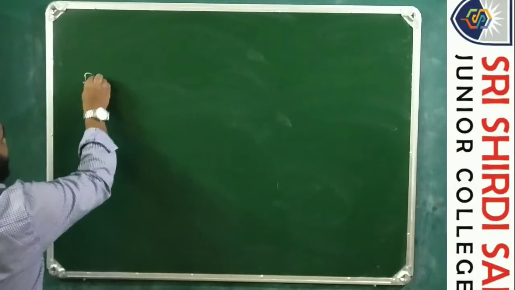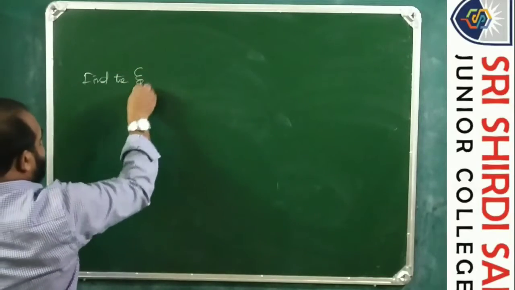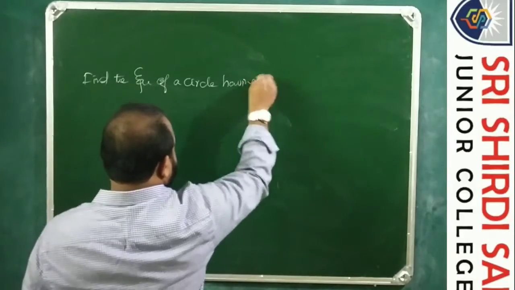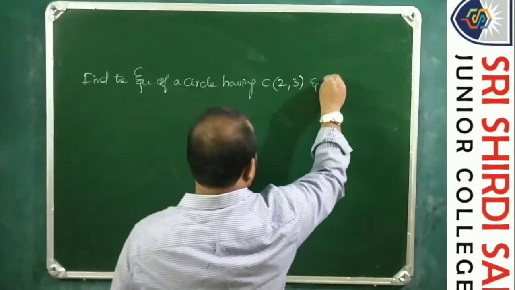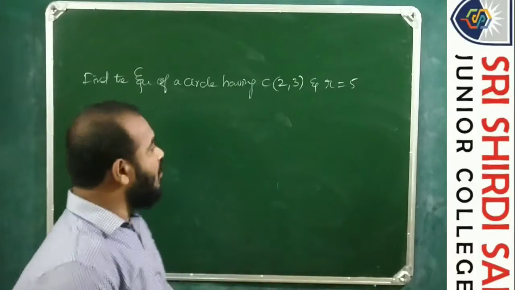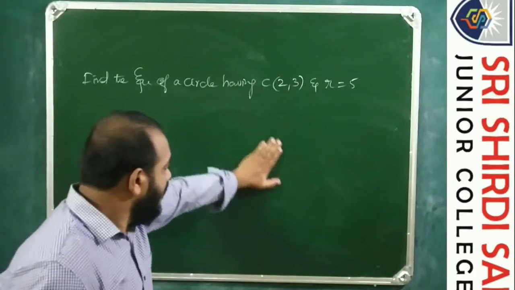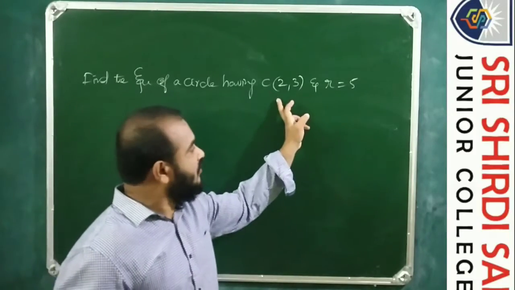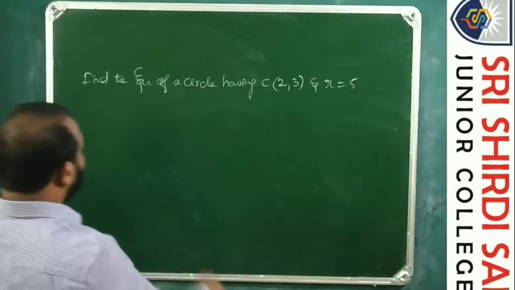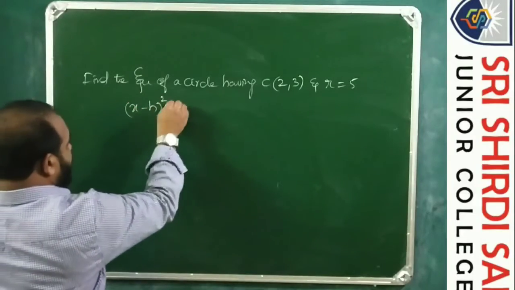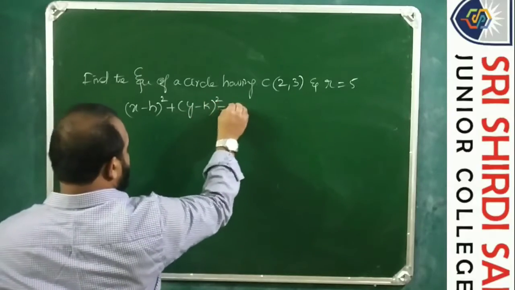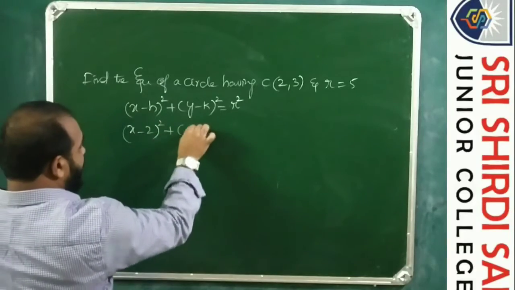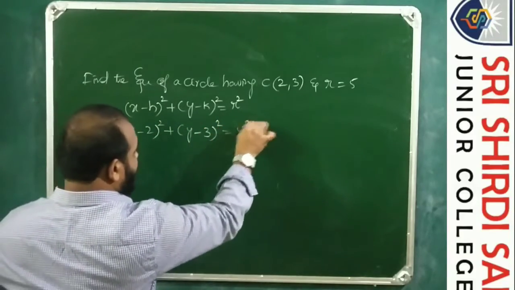Find the equation of a circle having center C(2, 3) and radius r equals 5. So what is the equation of the circle when you are given center C(2, 3) and r equals 5? (x minus h) whole squared plus (y minus k) whole squared equals r squared. Here (x minus 2) whole squared plus (y minus 3) whole squared equals 5 squared.